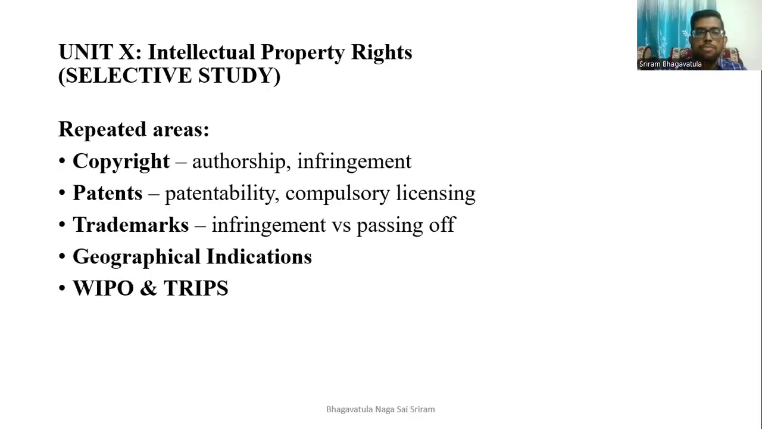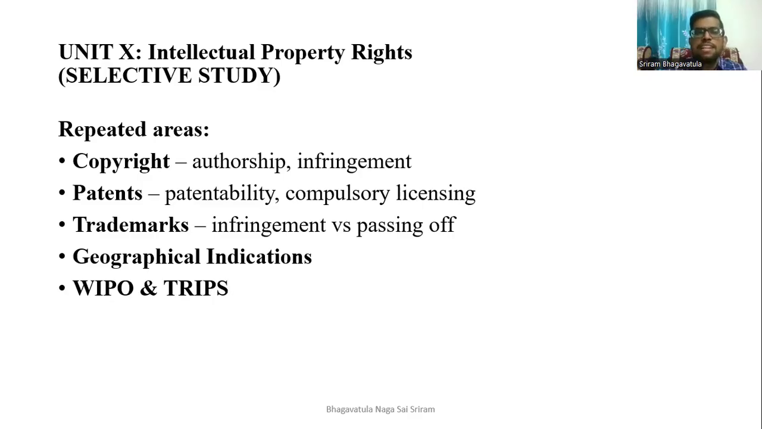Next comes intellectual property rights. Here you need not study the entire thing because you cannot complete it, but the repeated areas are related to copyright, with respect to authorship and infringement. If you want to write a book, who can be the author of that book, and if one person makes a copy of it, what are the remedies you can have, what different types of injunctions can you get? That is also very important.